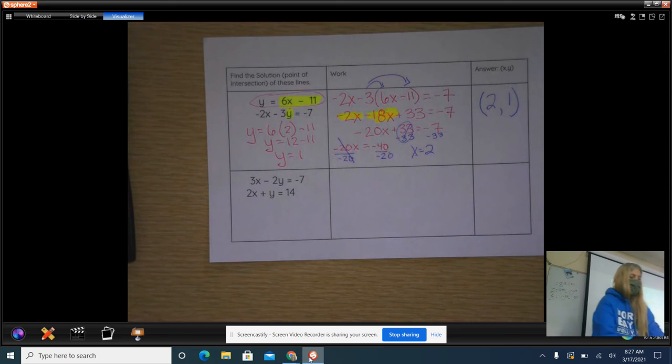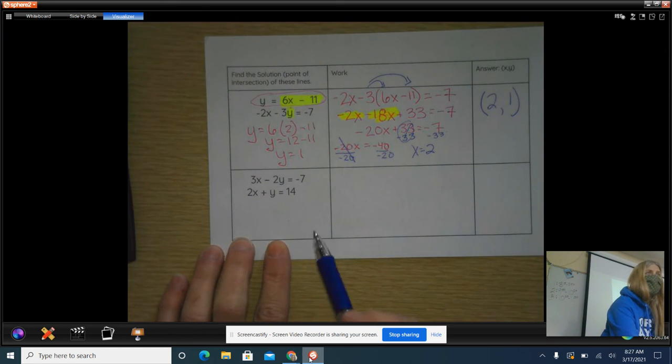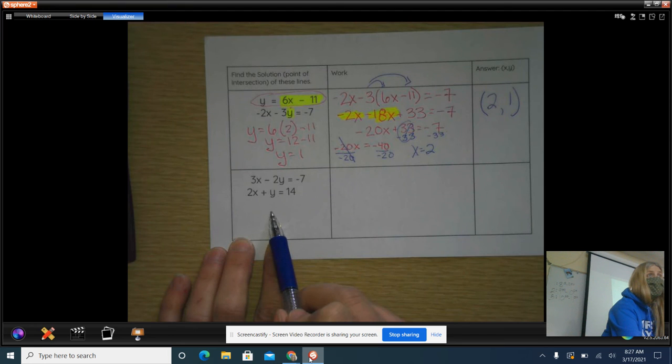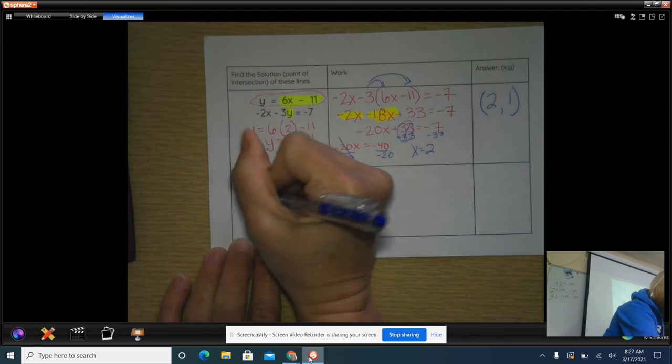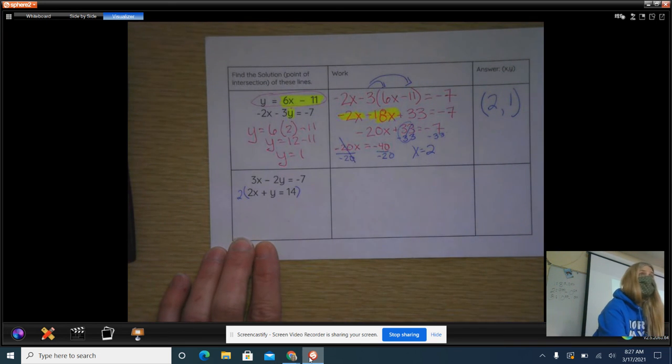So if you take a look, here I have a 3x and a 2x. Those aren't really close to being opposites of each other. Here I have a negative 2y and a positive y. That's pretty close because one is negative and one is positive. So the opposite of negative 2y is positive 2y. So we're going to go ahead and multiply every term on both sides of that second equation by 2 so we can make our y's opposite of each other.